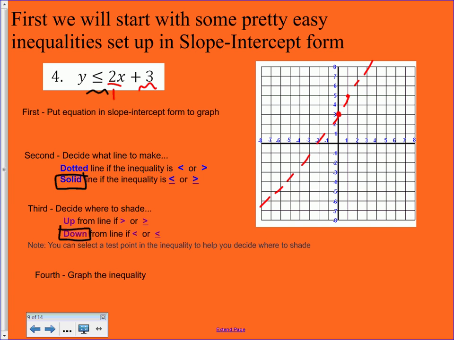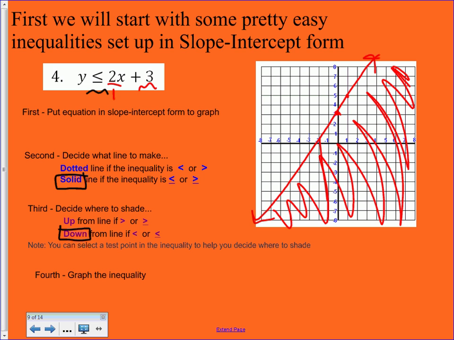And then we already decided that I need a solid line. Okay, we look, and that's why we decide these things in advance. Okay, so I need a solid line going through there. Then it says that I need to shade down. So I'm just going to pick a spot on my line. I'm going to say here. And I'm going to go straight down from that line. Where I landed, that's where I'm going to shade. So there's my graph, right there.